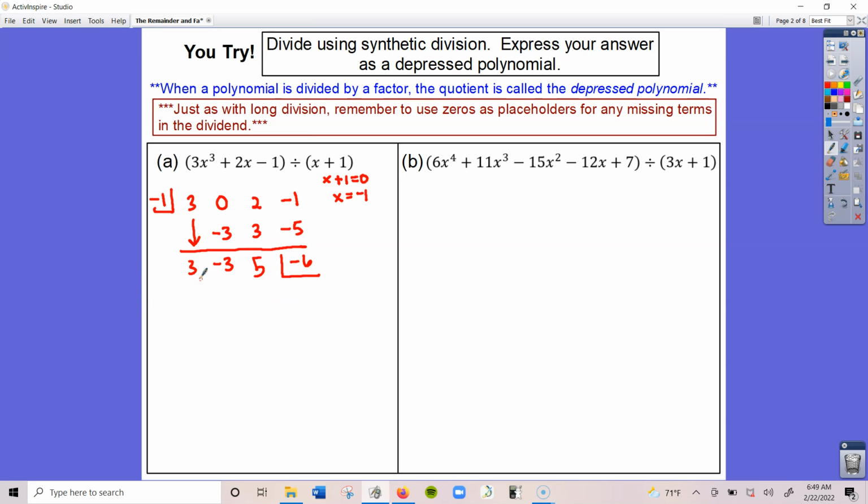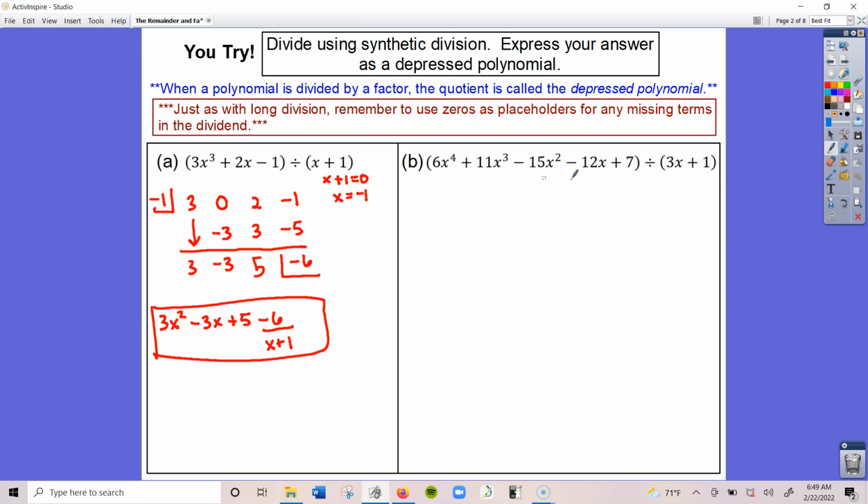So now we're going to write out our answer. Since our original function was to the third, that means this is going to start to the second. So this is going to be 3x squared. And now we go down in order. Minus 3x plus 5. Since this is my remainder, in this case, subtract since it is negative. And we put the remainder over what we divided by, just like we do in long division. So x plus 1. This would be my answer.